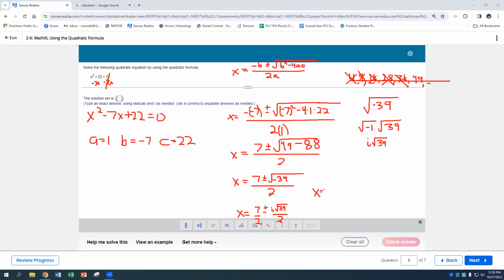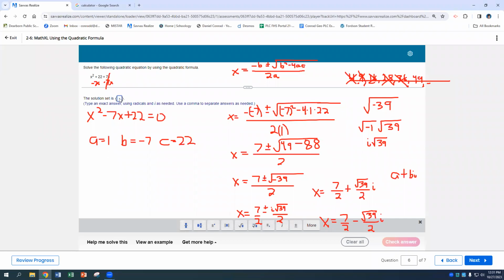So then my two answers here are going to be 7 over 2 plus, I'm going to put square root of 39 over 2. And I could put the i on the numerator, or I could put it on the outside. I'm going to put it on the outside so it looks like our a plus bi, our complex number, written as a plus bi. So this would be b, this would be a, and then you got your i. So then this is 7 over 2 minus square root of 39 over 2 times i. And those should be our two answers.